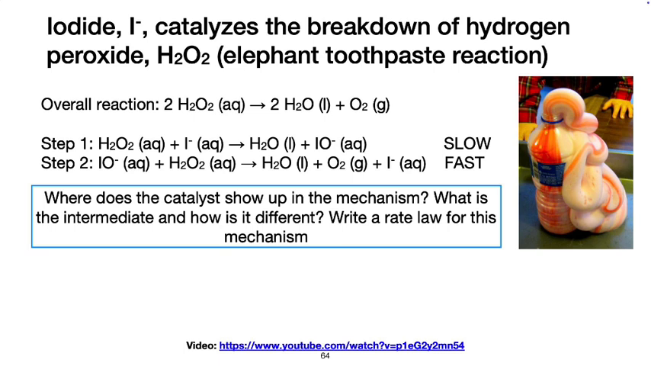Usually what we'd want to do is add the word cat next to it, because it's standing for catalyst, right?